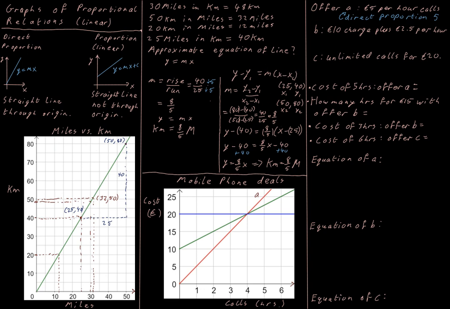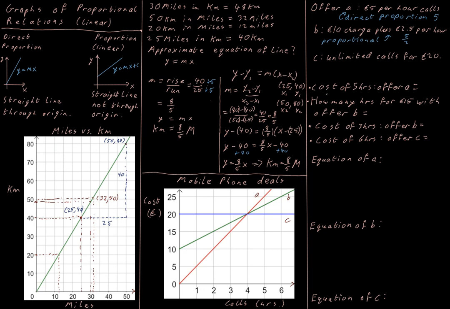And then we have B, which starts at €10 and has a €2.50 per hour charge. So that means 2.50 is 5 over 2. If we run across by 2, we rise by 5, and we're starting at 10. So that means that our green line must be option B. And then C, unlimited calls for €20. That means that no matter how many calls we make, the charge is still €20. Doesn't matter. So that means that the blue line must be C.